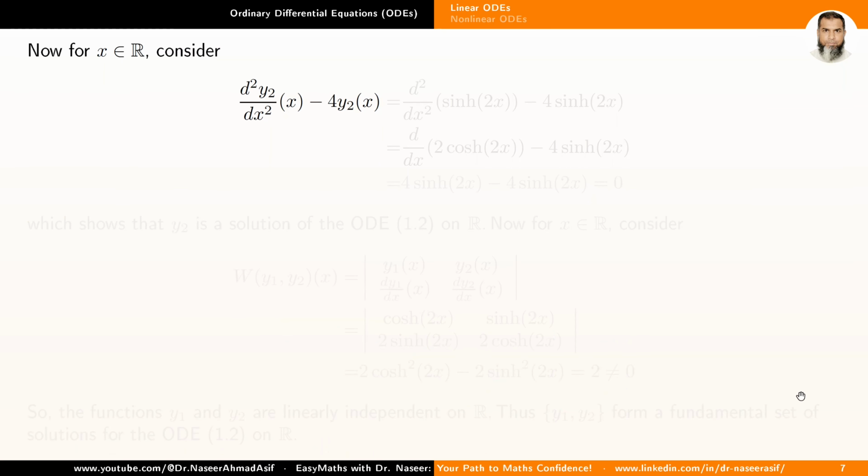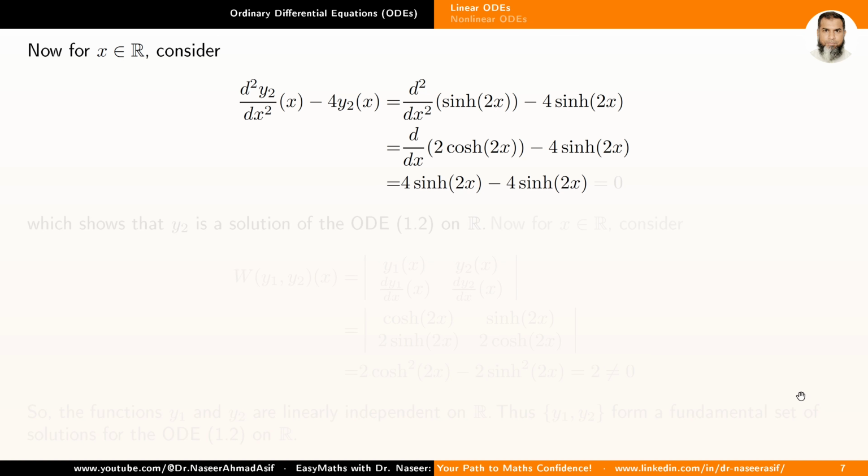Now for x belonging to R, consider d2y2 by dx square of x minus 4y2 of x, which is equal to d2 by dx square of sine hyperbolic 2x minus 4 sine hyperbolic 2x, which is equal to d by dx of 2 cosine hyperbolic 2x minus 4 sine hyperbolic 2x, which is equal to 4 sine hyperbolic 2x minus 4 sine hyperbolic 2x, which is equal to 0. This shows that y2 is a solution of the ODE 1.2 on R.